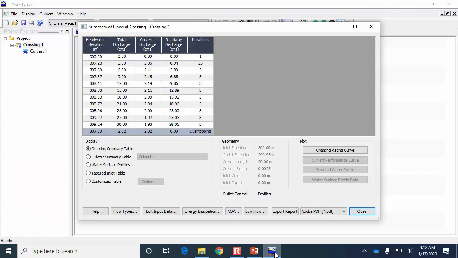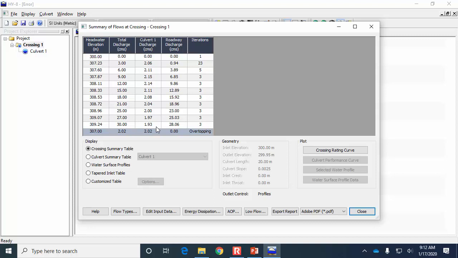So when we clicked Analyze, we got our answer pretty quickly. Is this 610 millimeter pipe going to be big enough to convey 25 cubic meters per second? So look at what happens at 25 cubic meters per second. At 25 cubic meters per second going through the channel, only 2 is going through the pipe, and 23 is going over the top of the road. So this pipe is wildly undersized. If we had any hopes of trying to get 25 cubic meters per second through that pipe, we are now sorely disappointed. It's not going to work.